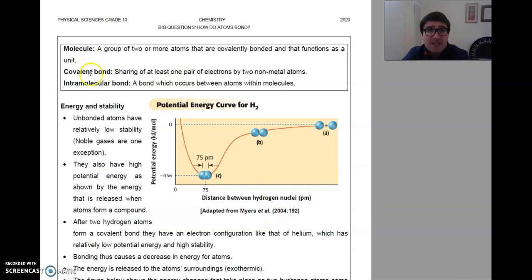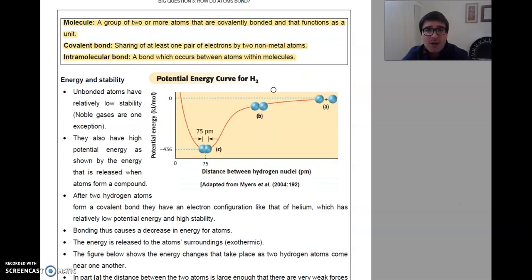Now, these definitions are quite important. We can't call an ionic compound a molecule, but we call covalent compounds molecules because it's a group of 2 or more atoms that are covalently bonded and that function as a unit. A covalent bond is the sharing of at least one pair of electrons by 2 non-metal atoms, and an intramolecular bond is a bond which occurs between atoms within molecules.